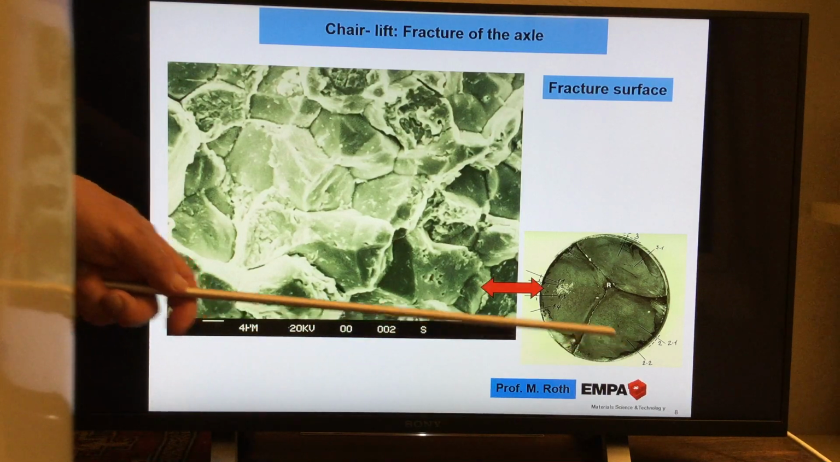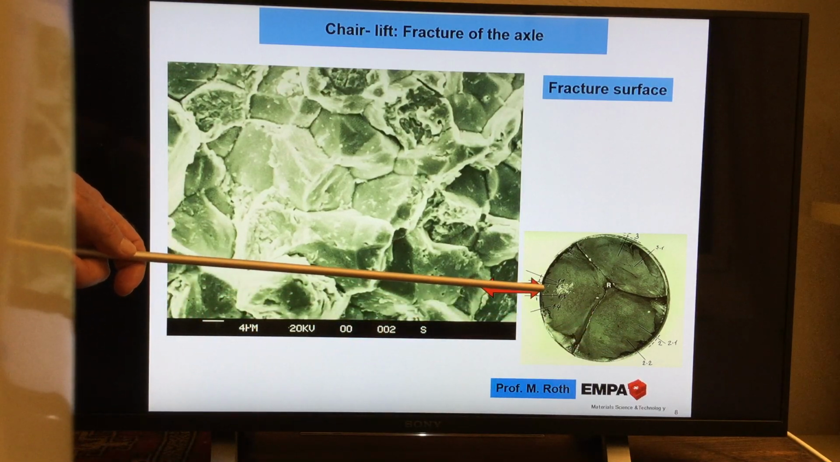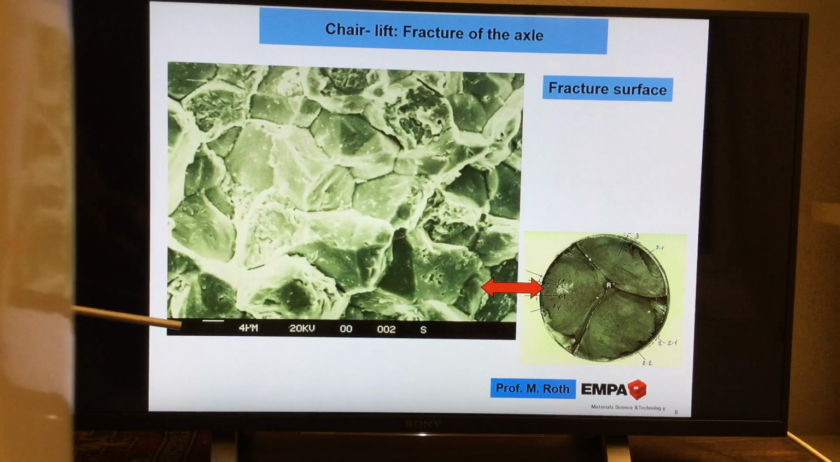We have a look here in this area by scanning electron microscope, and this shows us the magnification. Now, what kind of fracture surface do we see here? I think it's quite easy to recognize when we watch at this here. What's that? This is all grains. The surface of grains. It's a grain surface, so it's an intergranular fracture.